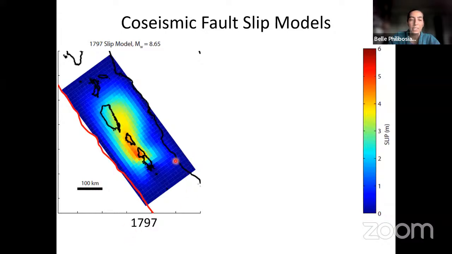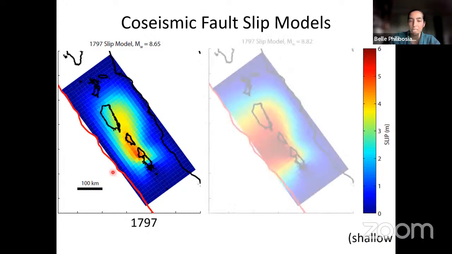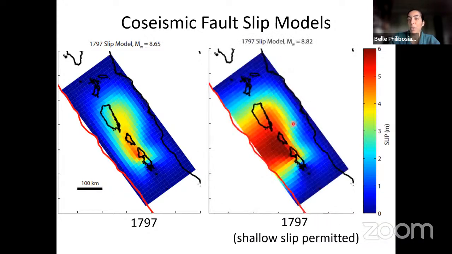So in 1797, this is the amount of slip, going up to around 4 meters or so. But if we permit slip to occur all the way to the trench, we get quite a bit more slip. And from the coral data, we can't tell the difference between which of these is the true story. We do know from historical records there was a significant tsunami in 1797 on the coast of Sumatra. So maybe it's more likely that there was significant shallow slip that was needed to produce that tsunami.